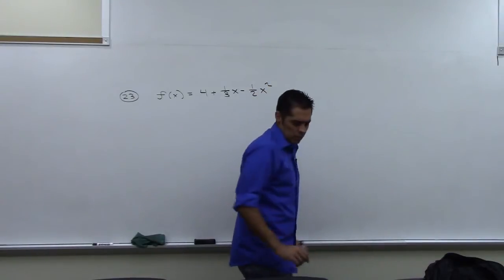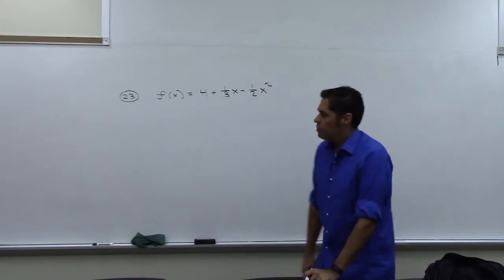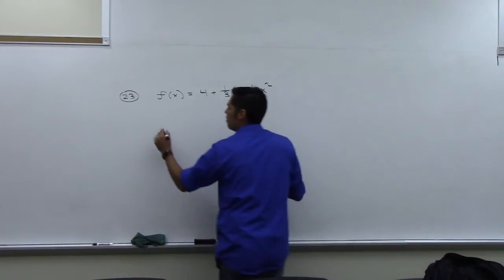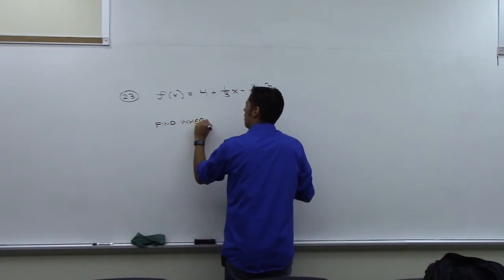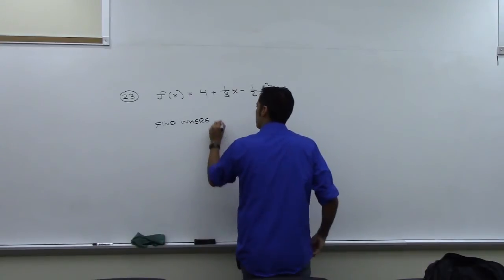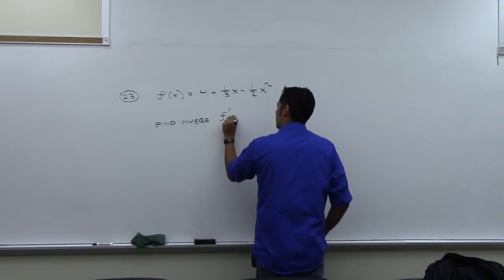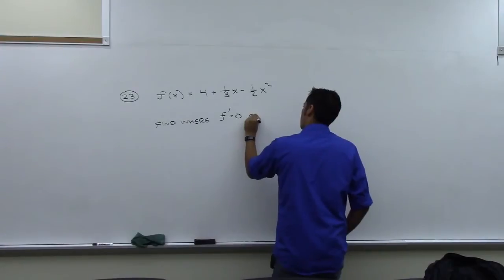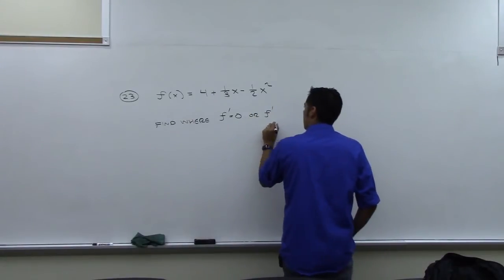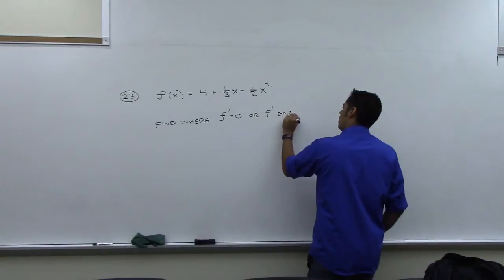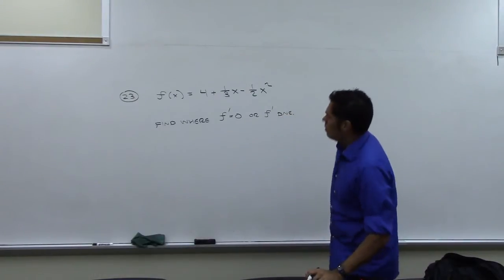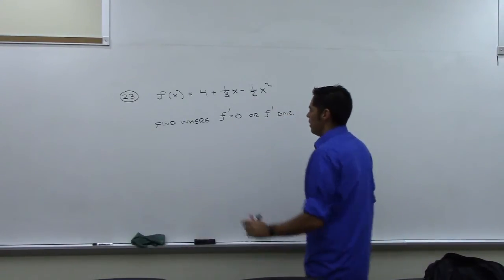And we're asked to find the critical numbers. So we basically want to find at what x value the derivative is 0, or where the derivative does not exist. All right, so let's first take the derivative.